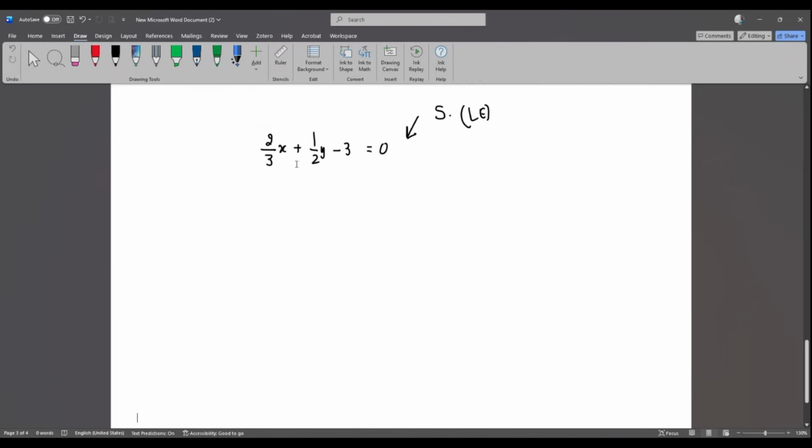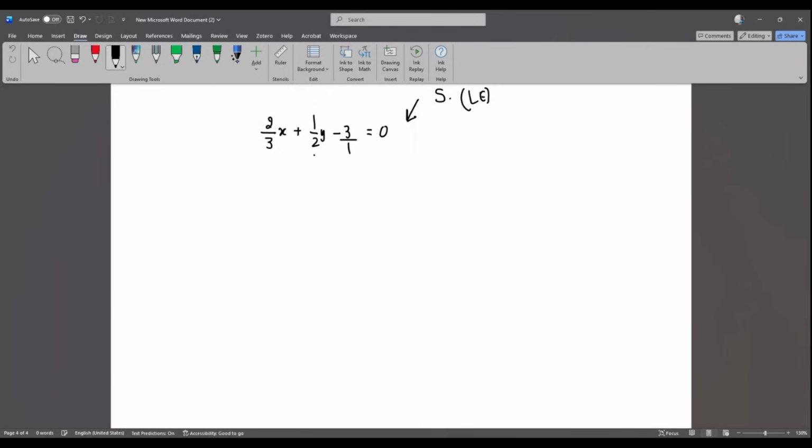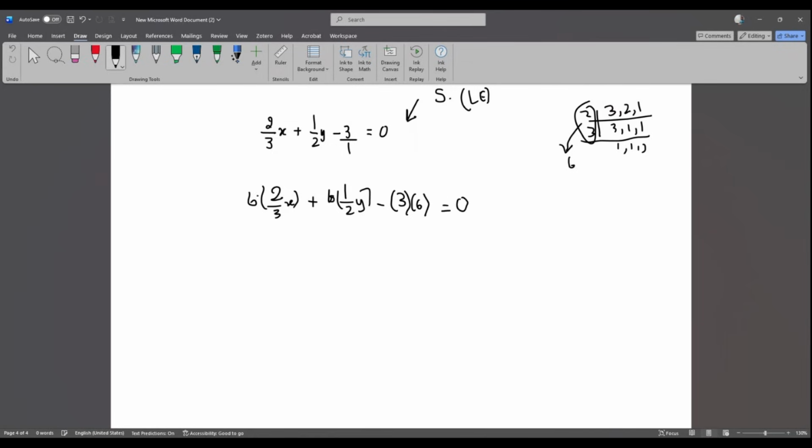It's really simple. We talked about this in your algebra module. You just take the LCM of the denominators. The denominators right here are 3, 2 and 1. In a 2's table, we get a 1 and a 1, and then we get a 3 and a 1 and a 1 and a 1. So 2 into 3, that's a 6. So multiply each term by 6. So 2 over 3 x into 6 plus a half of y into 6 minus 3 into 6, equal to 0. Now start canceling it out.